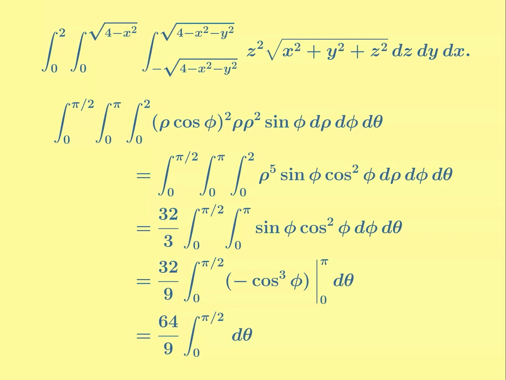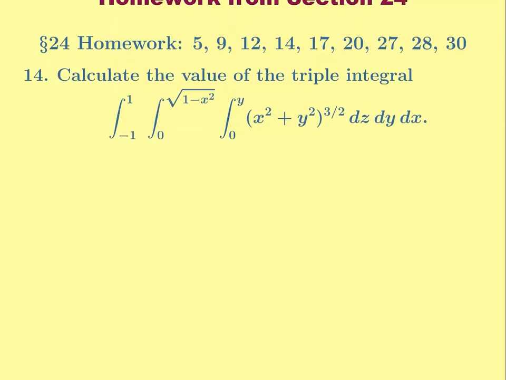Now the pi halves, I can take the 2 in the denominator there and cancel with the 64 to get 32. So I'll have a 32 over 9 times pi. And that 32 over 9 times pi then is our answer for the value of this triple integral we started with at the top. Let's go to the next question.